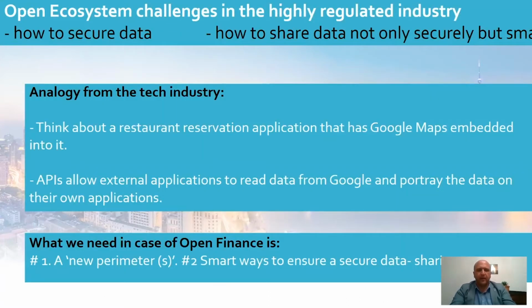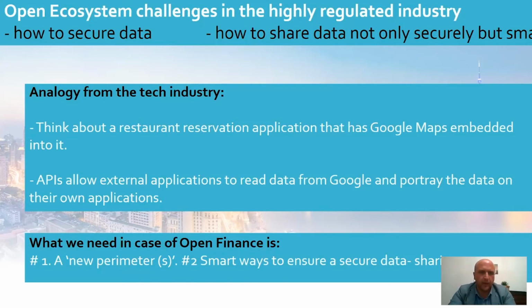So let's think a little bit within the format of the analogies. Actually, we are already using services of the ecosystem from the tech industry. Think about a restaurant reservation application that has Google Maps embedded into it. APIs allow external applications to read data from Google and portray the data on their own applications.